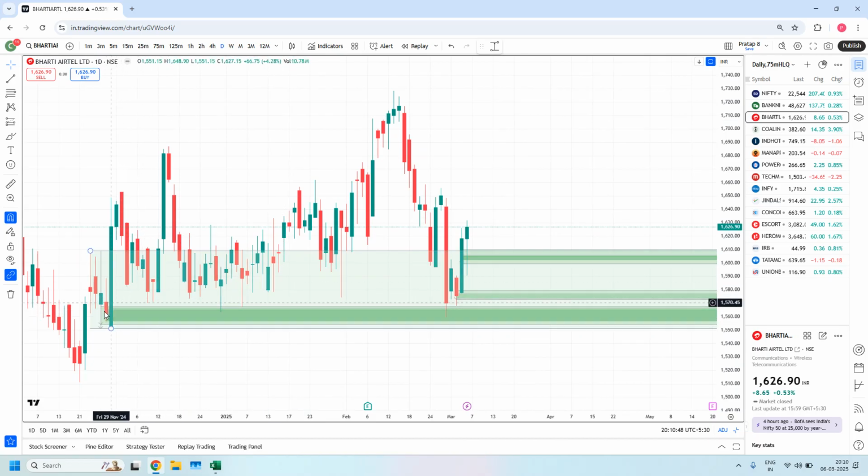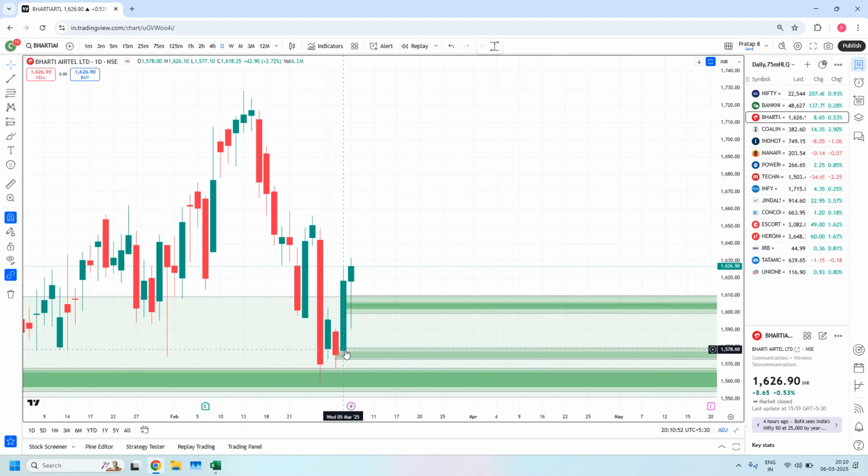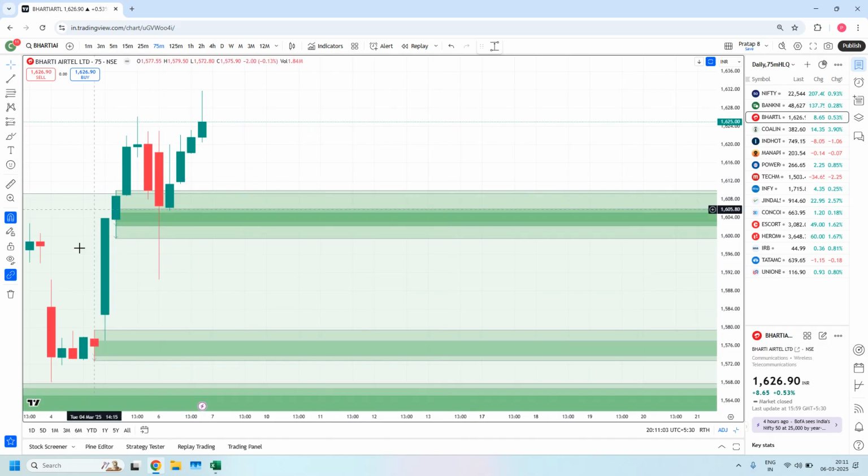Previously, we discussed fine-tuning this zone at the bottom one. But yesterday, what happened? Prices moved out of the zone. While moving out of the zone, a new 75 minutes order flow is created. Go to the 75 minutes. See the newly created one.